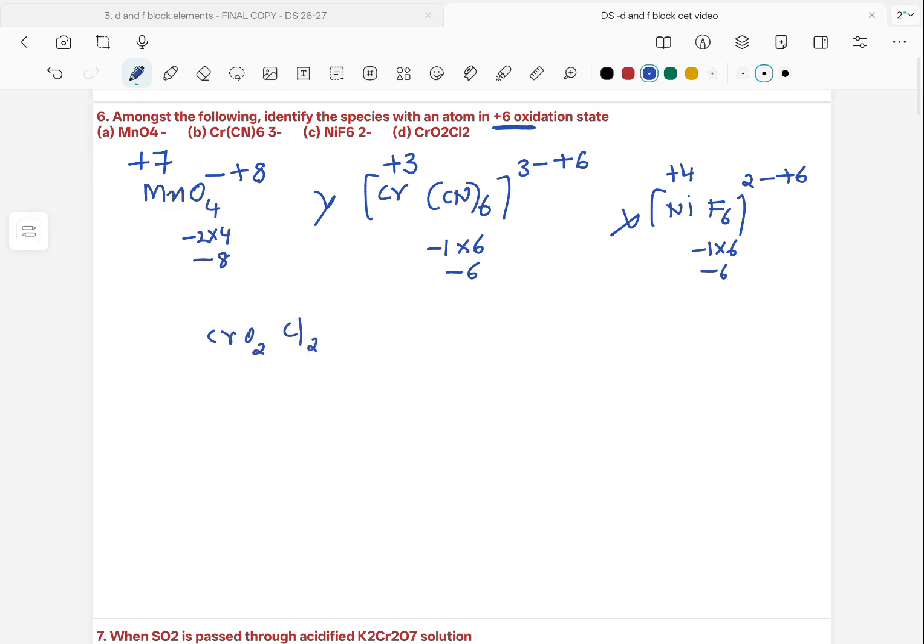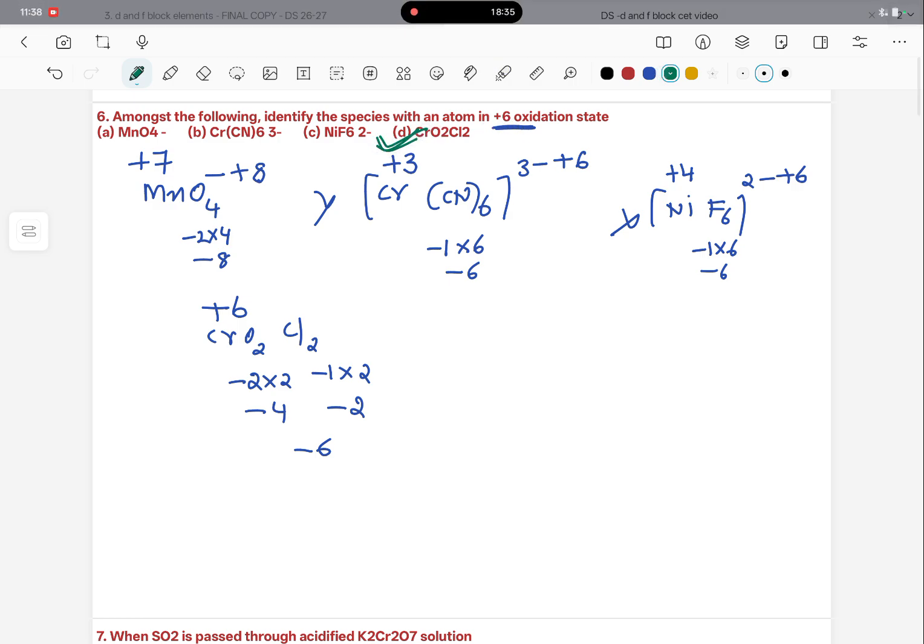Next one, CrO2Cl2. Oxygen minus 2 into 2, minus 4. And chlorine is minus 1 into 2, minus 2. Totally minus 6. Take it out, then chromium will have plus 6 oxidation state. Therefore, our option should be D option, having plus 6 oxidation state.